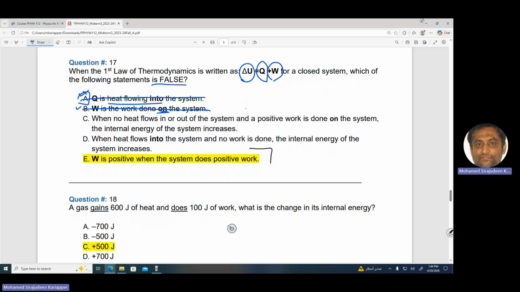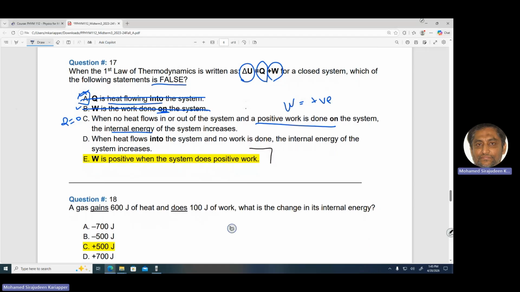C, when no heat flows in or out of the system, what does it mean? Q is equal to 0. And a positive work is done on the system, that means W is positive.